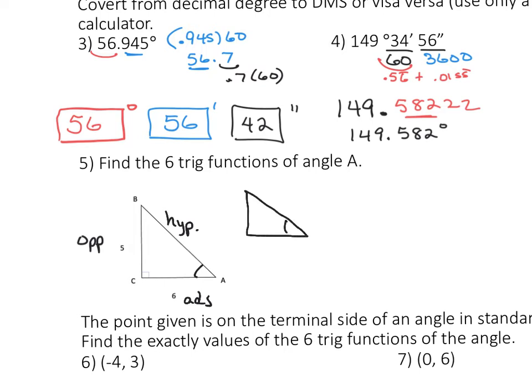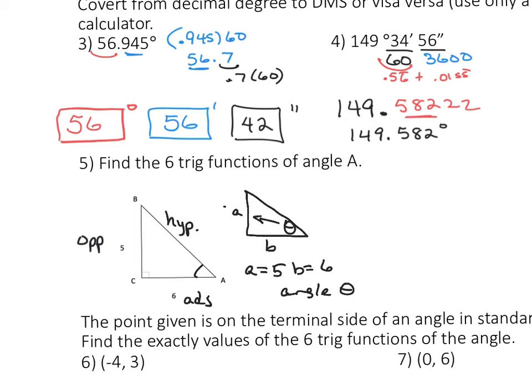You might have a little theta here with no capital letters. And then over here, they'll have a little a and a little b. And then they're going to say a equals 5, b equals 6, and it's going to say, find the 6 trig functions for angle theta. It's the same setup. You're still going to identify these sides.